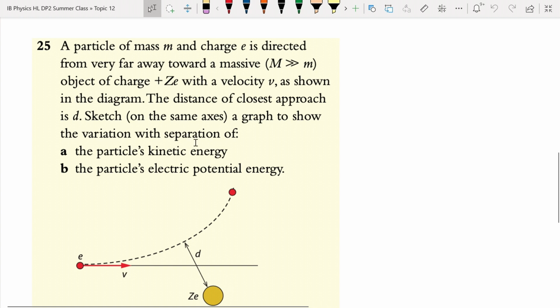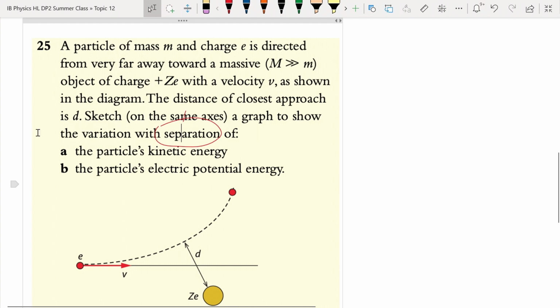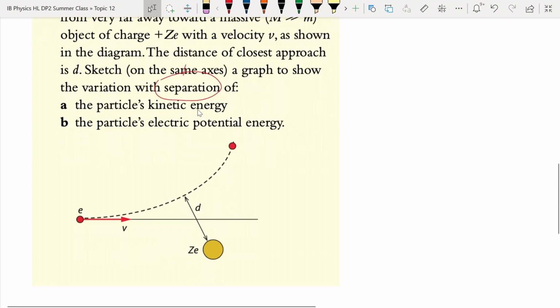This is basically the Rutherford experiment, correct? The distance of closest approach is d. Sketch on the same axis a graph to show the variation with separation. So you want to find the kinetic energy with this separation, and you want to find the particle's electric potential energy with the separation. One thing a lot of students might be confused by is that it's a two-dimensional graph with distance, and you have to somehow add the kinetic energy and potential energy as well, and that is not true.